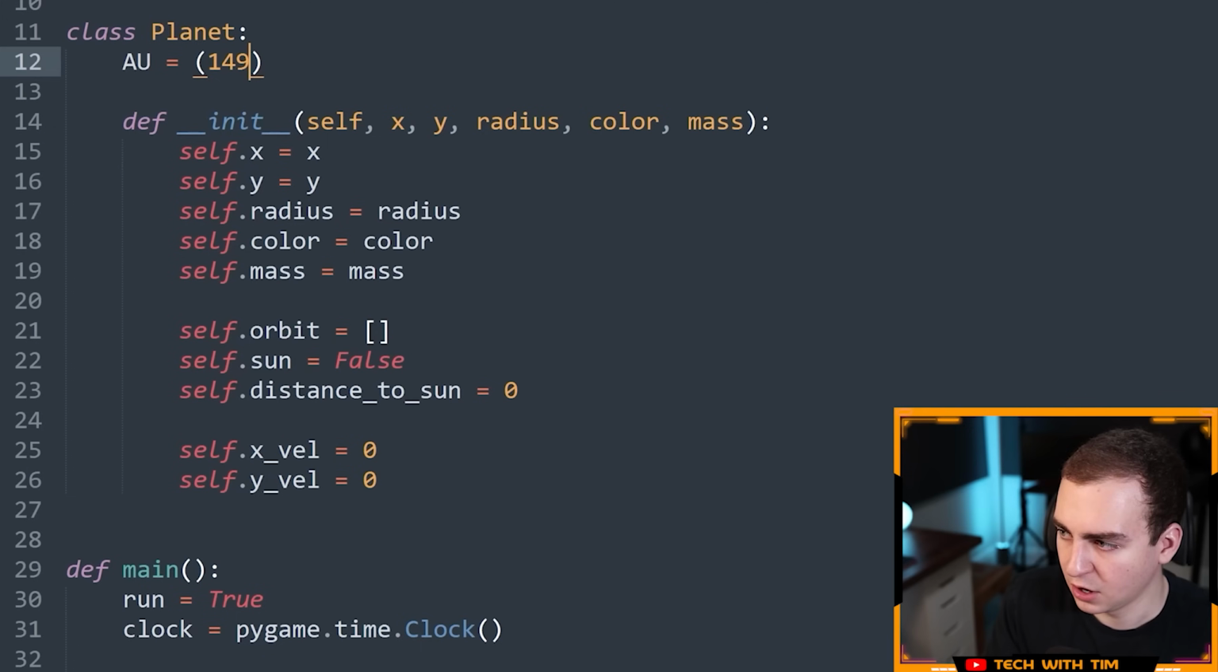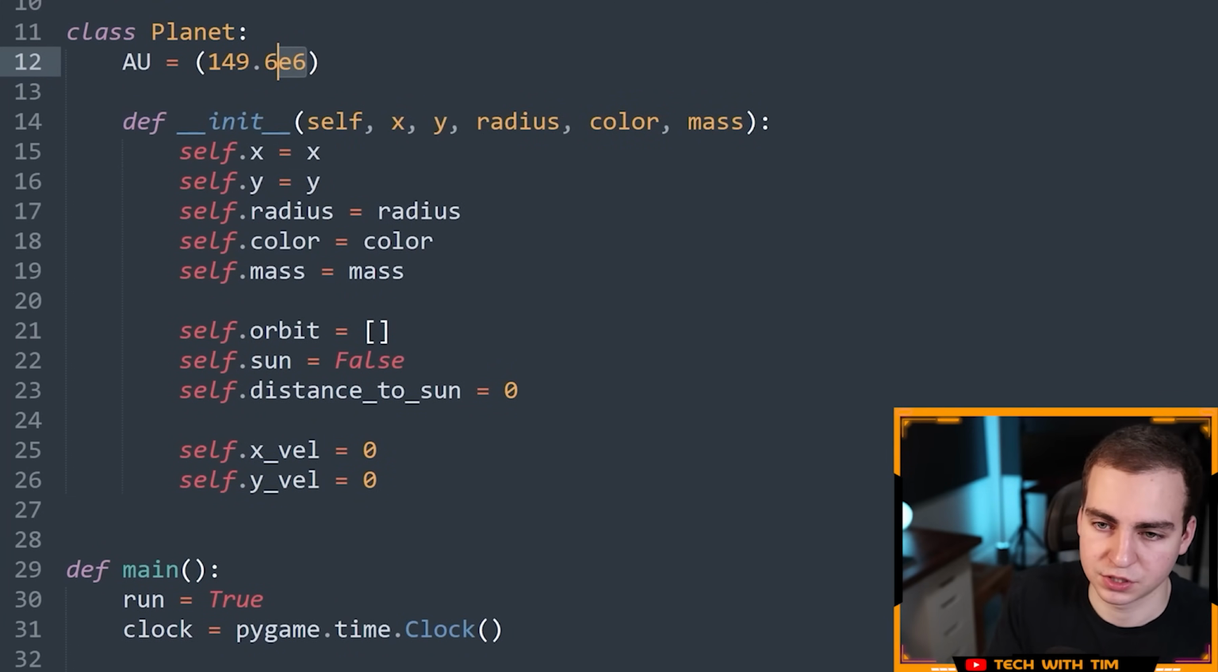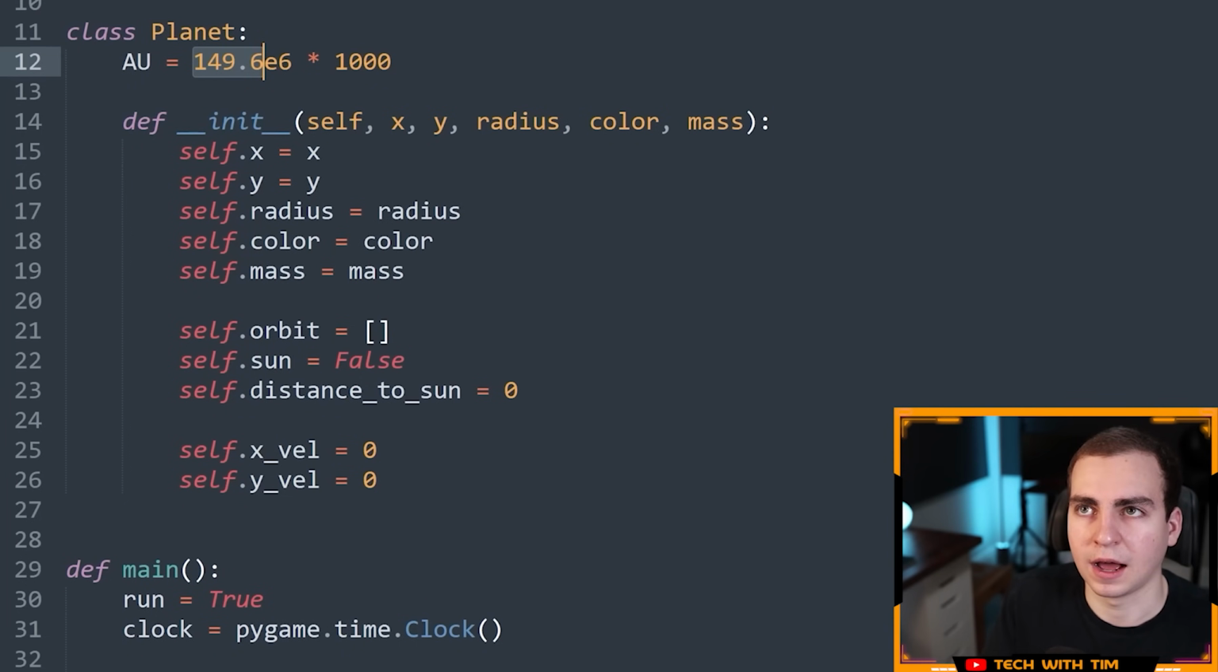Hopefully that makes a bit of sense, but 1 AU is equal to, and I just have to copy this from my other screen, 149.6 e6, which is what this E6 stands for, and then multiplied by 1,000. I don't actually need these in parentheses, so I don't know why I had it there. Okay, so what this is saying is we are 149 million and then 600,000 kilometers.